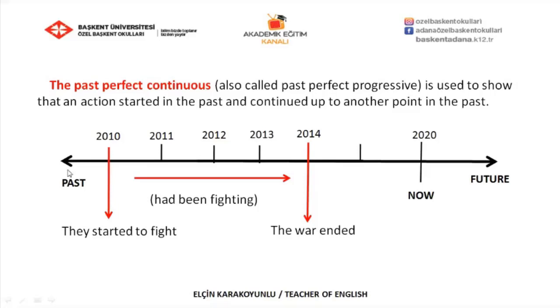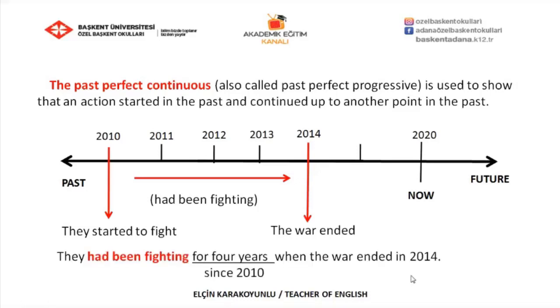As you see, here is the past and here is now and here is future. So this is the first action. They started to fight in 2010 and they stopped fighting, or the war ended, in 2014. As you see, it's the kind of action that started in the past and continued up to another point in the past. So this time, for these actions, we have to use the past perfect continuous tense.